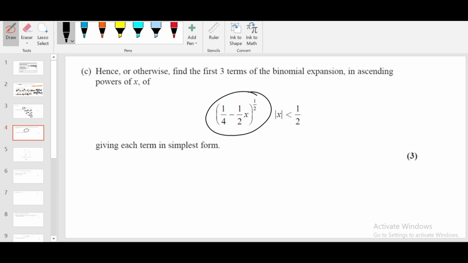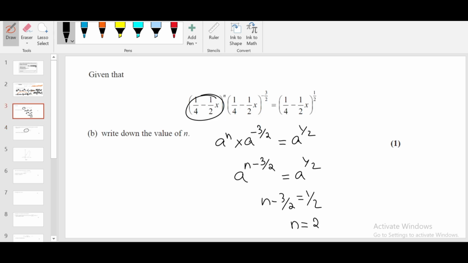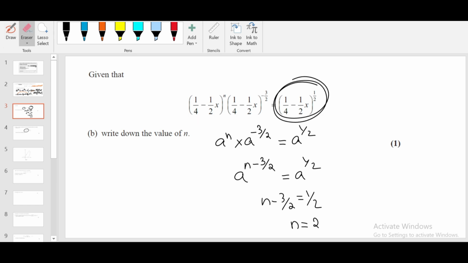That's one way of solving it. Or you can use the result from here actually. So you see what I'm going to do. If it's power half, I can write it in this form actually: power 3 by 2 and power 2. So that's what I'm going to do.